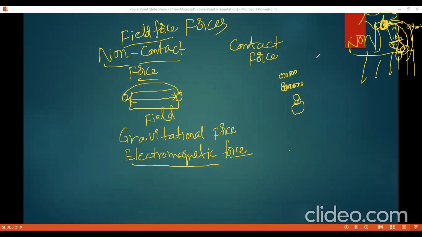That means the forces which exist between bodies at a short range, like atomic molecular interactions, are called contact forces. When two objects come in contact, they exert contact forces on each other. Got it? Yes.